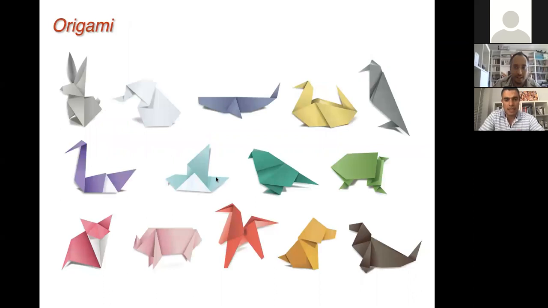So let me start with origami. I think origami is a more familiar concept for all of you. Origami is a Japanese art where the idea is to obtain a 3D structure by folding a two-dimensional sheet of paper. And here I'm just showing you some examples of structures that you can get by folding a paper.